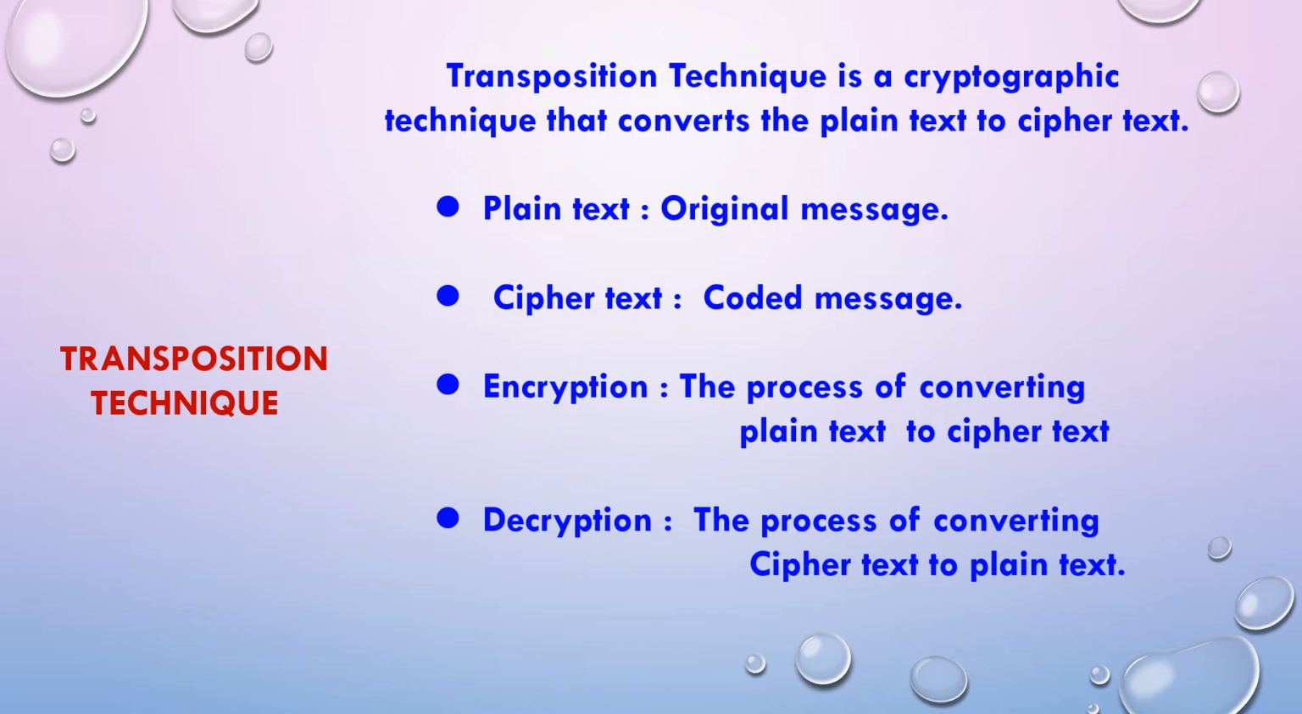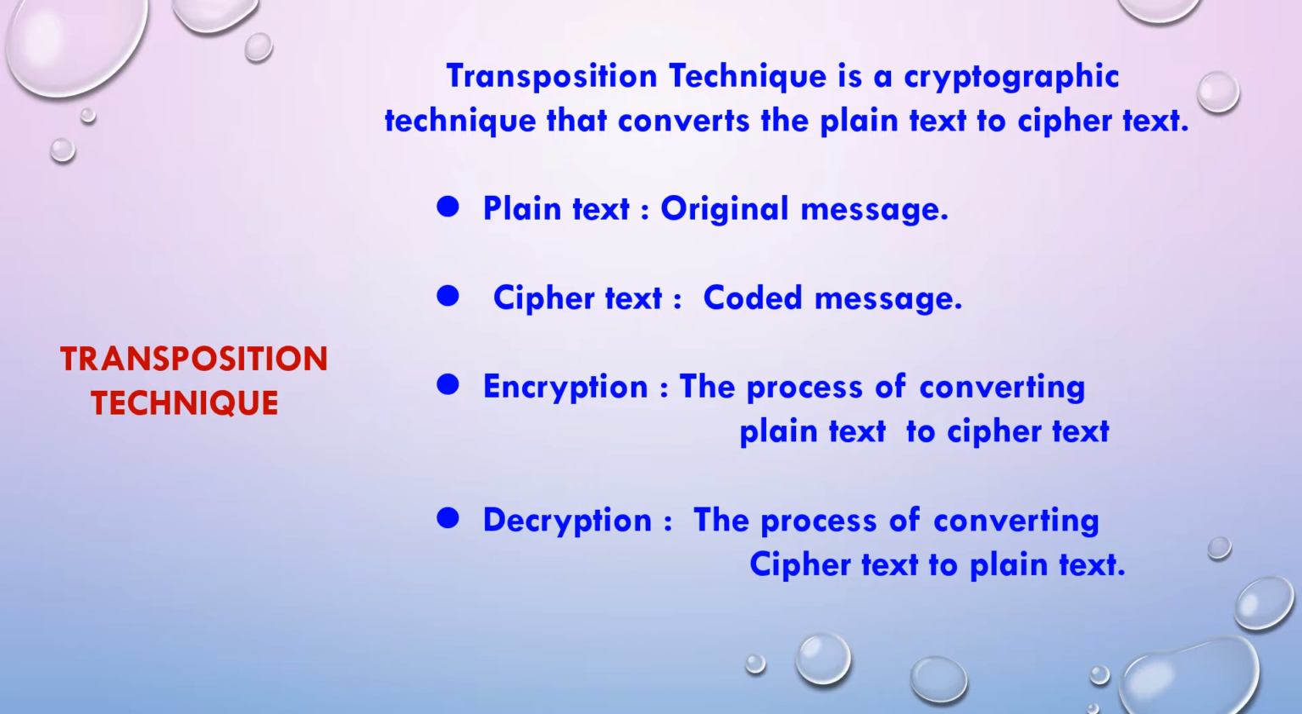Now we will see what the substitution technique is. A substitution technique is one in which the letters of plain text are replaced by other letters, and the result will be the ciphertext. So in the substitution technique, each and every alphabet present in the plain text will be replaced by another alphabet letter. The result will be the ciphertext.